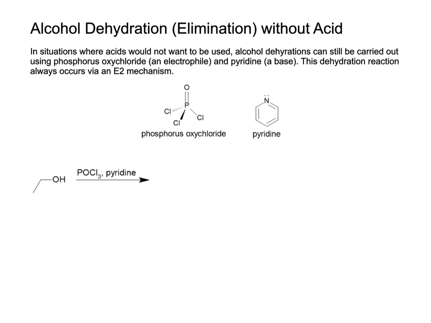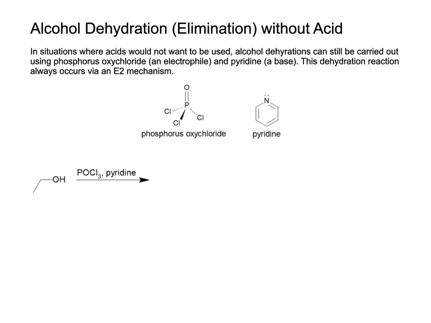So I want to clarify that when we have a protonated alcohol, it depends on whether it's primary, secondary, or tertiary. Here, when we use phosphorus oxychloride and pyridine, it's always going to be an E2 dehydration no matter what. So let's figure out the product of the reaction at the bottom of the page by going through the entire problem-solving process.